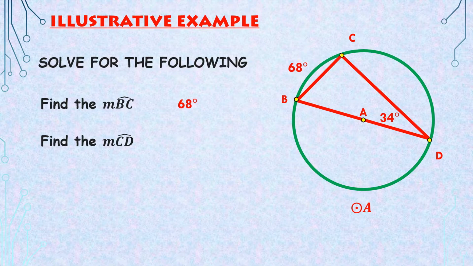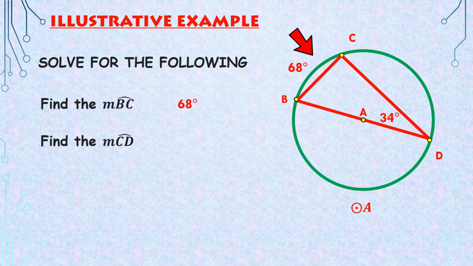On the same figure, we're going to find the measure of arc CD. Notice that segment BD is a diameter, thus dividing the circle into two semicircles. So semicircle BCD is composed of arc BC and arc CD.